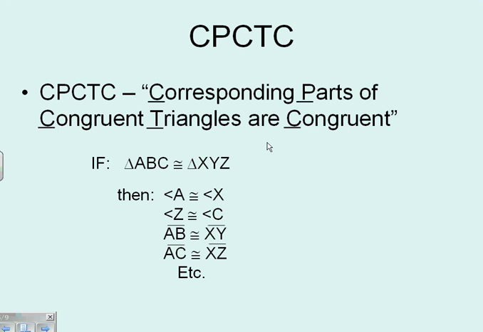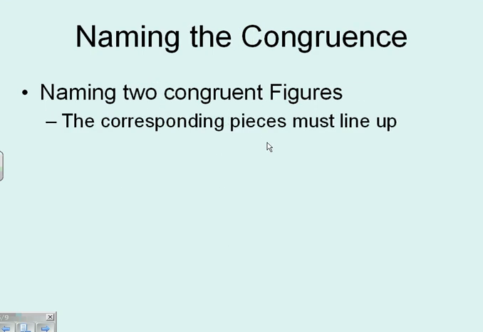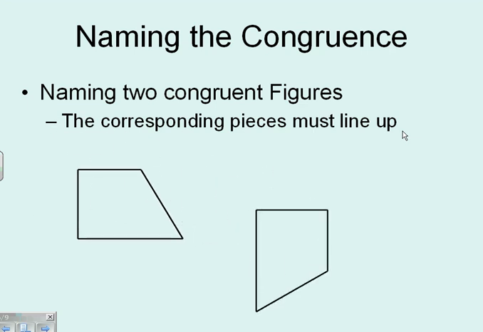And there's a lot of conclusions we can make. I just put a couple here. When we name a congruence, it's important that the corresponding pieces line up. So when I say I have a quadrilateral here and a quadrilateral here, since this angle lined up with this angle here, even though I twisted this, when I name the congruence, these two have to be in the same spot in the congruency statement.